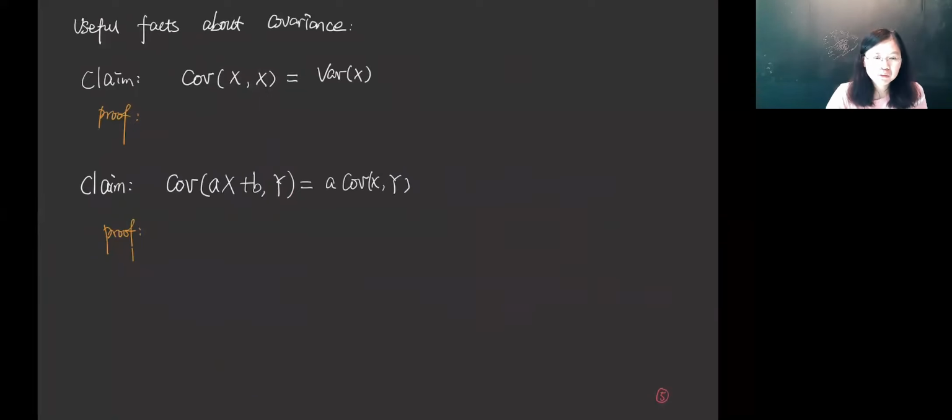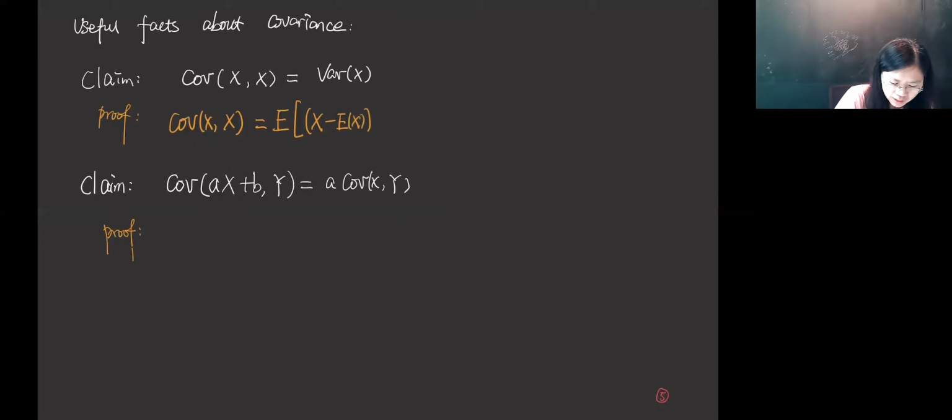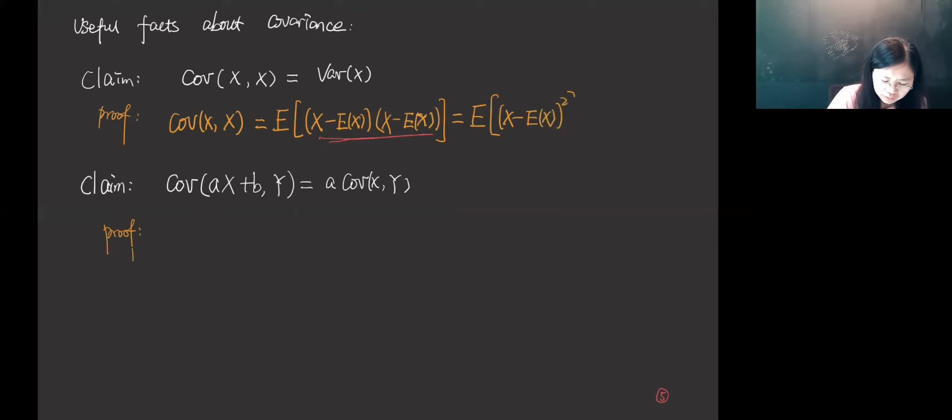Now let's consider some useful facts about covariance. And these facts will be useful for our future study. The first one is that covariance of X with itself equals the variance of X. This is a very simple fact and can be seen from the definition of covariance very easily. The covariance of X and X by definition is the expected value of (X minus E of X) times (X minus E of X). And within this bracket, that is (X minus EX) squared. So therefore, that is the expectation of (X minus E of X) squared. And that, remember, is the definition for the variance of X.